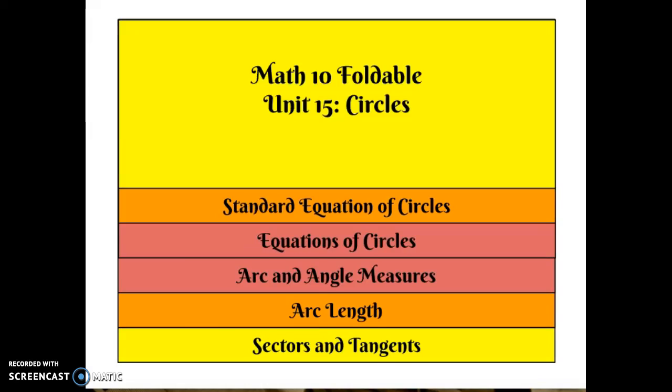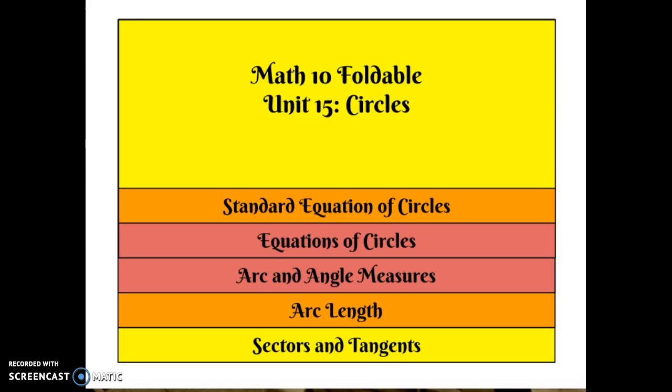Okay, we are starting our next foldable, which is on Unit 15 circles. And you can go ahead and make your foldable. Make sure there's 6 tabs to it. Okay, 5 tabs, but 6 parts. And go ahead and make sure you write your name on the front. So write these down today.